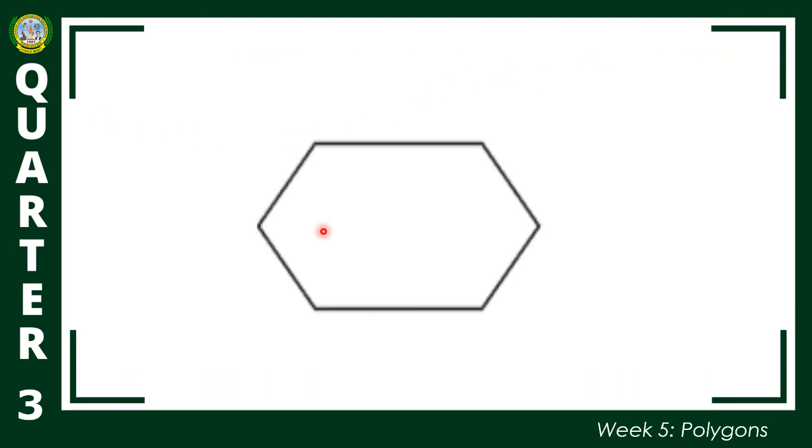So here are other examples. This figure can be classified simply as convex hexagon since as you can see, wala naman pong indications na congruent yung segments or sides at congruent yung mga angles niya. So, wala po tayong makikitang symbol. So, we can simply call it a convex hexagon.